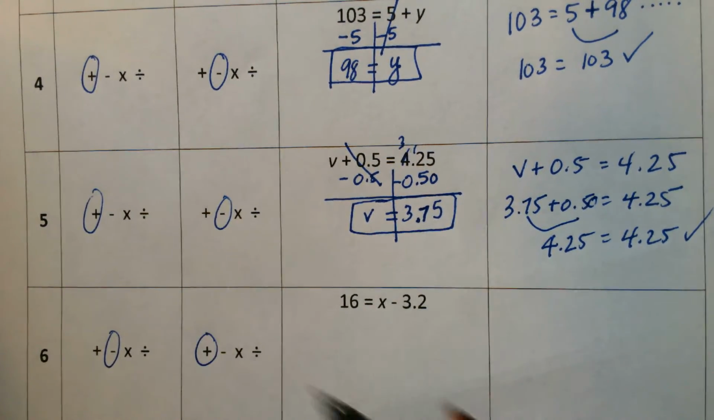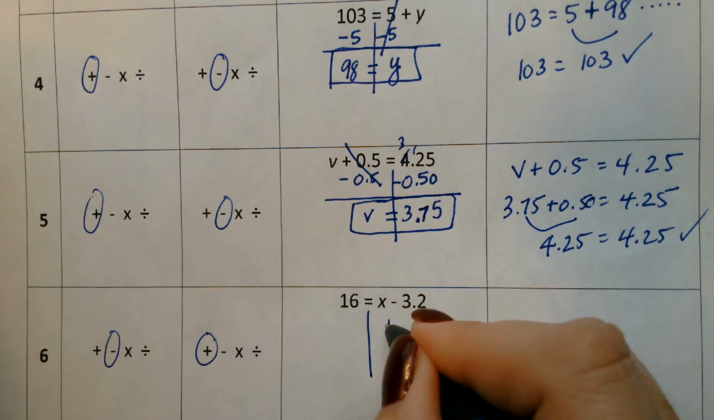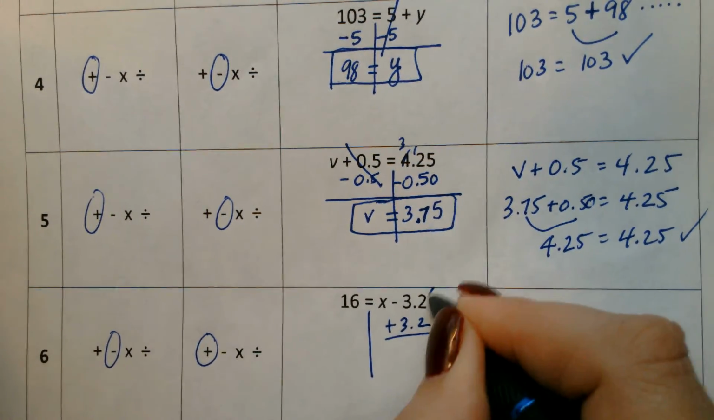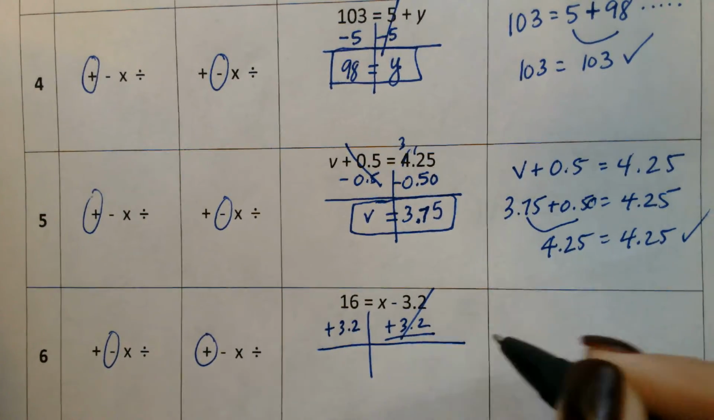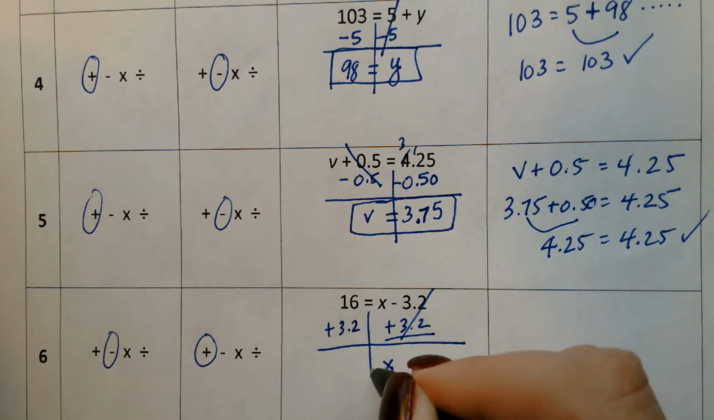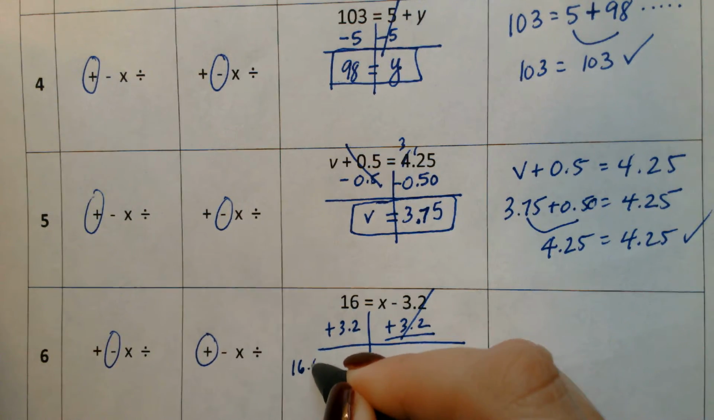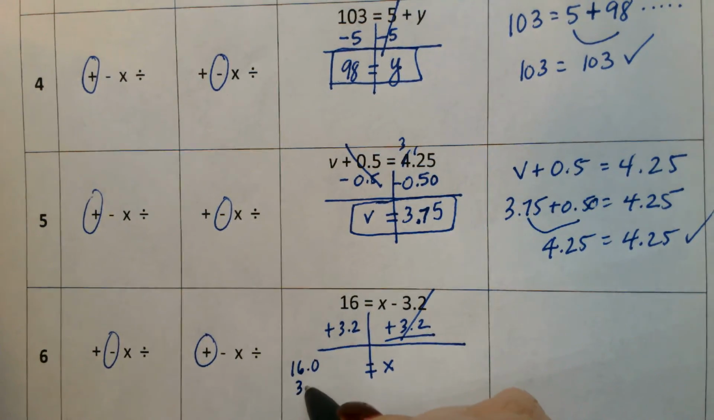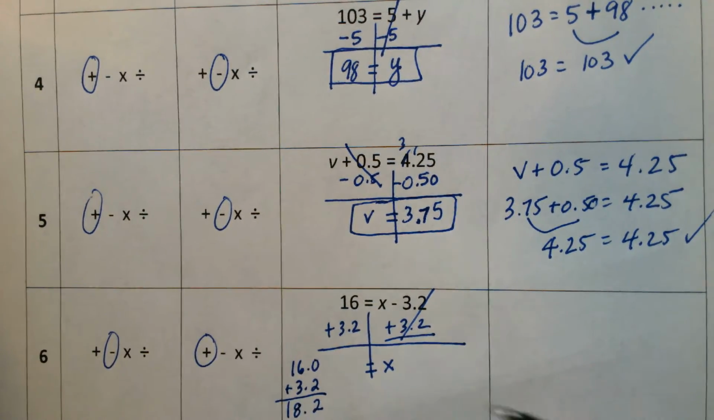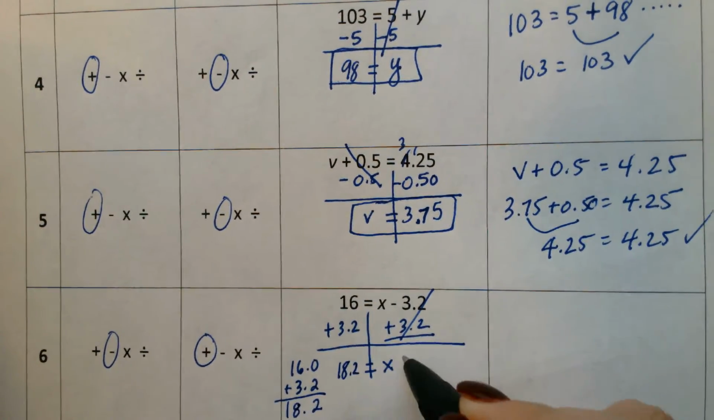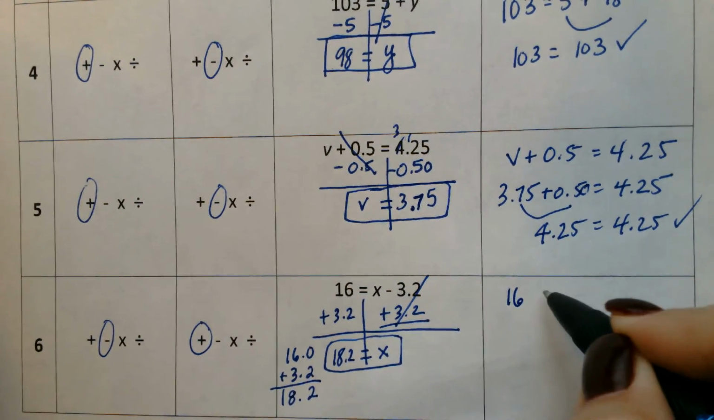Okay, so down here, looking at your equation, it's a subtraction problem. We're going to do the opposite, which is addition. So here's my balance. I'm going to add 3.2 over here. That's going to cross those out. And I'm going to add 3.2 over here. So now I'm left with x equals 16 plus 3.2. Again, we're doing decimals, so if you want to add these, you need to line up those decimals or just use your calculator, and you should get 18.2. X equals 18.2.